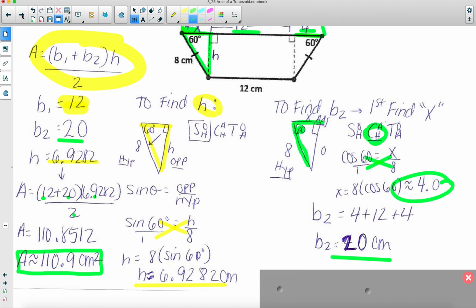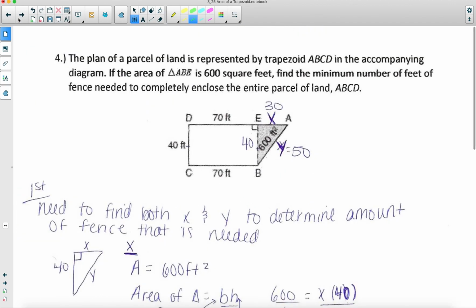Okay. Now we had our last question, and here it is, number 4. So what we have here is we have a piece of land that's in the shape of a trapezoid. They're telling us that the area of that triangle is 600 square feet. We have to find the minimum number of feet of fencing needed to completely enclose the entire parcel of land. Parcel means piece of land.